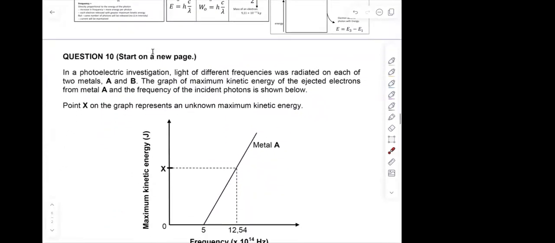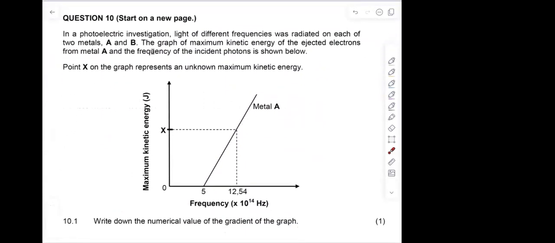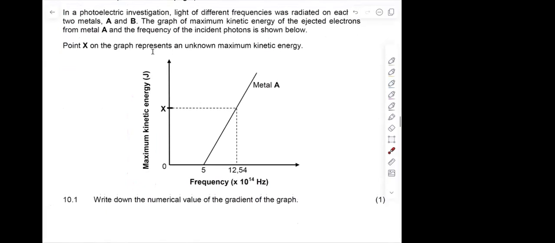Sweet. Let's look at question 10. Question 10 says, in a photoelectric investigation, light of different frequencies was radiated on each of two metals, metal A and B. The graph of maximum kinetic energy of the ejected electrons from metal A against the frequency of the incident photons is shown. So we can see here we've got the maximum kinetic energy of the electrons and then the frequency of said light. Then it says write down the numerical value of the gradient of the graph.